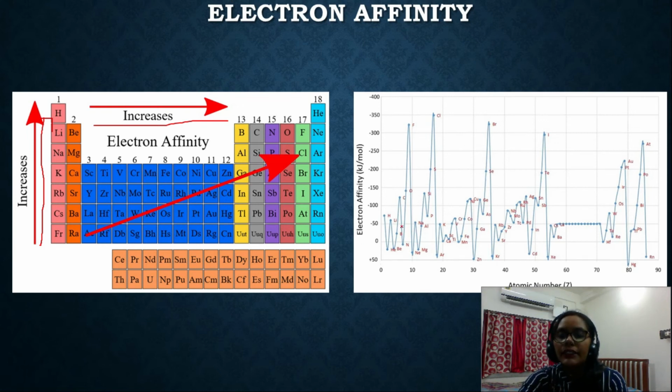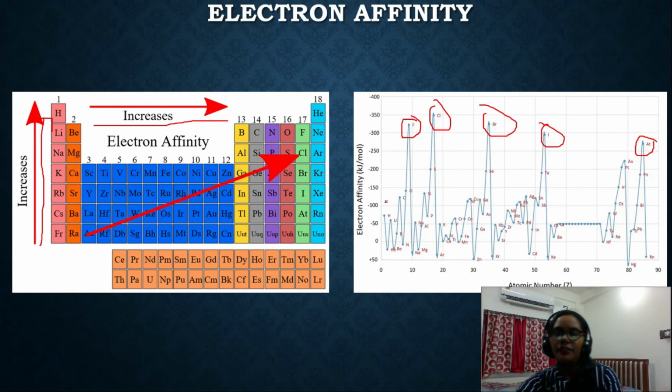Now here, this is a graph of atomic number versus electron affinity. Okay, so you can see fluorine, chlorine, bromine, iodine, all the halogens are there. The electron affinity is higher for all the halogens. So this is one of the special features.